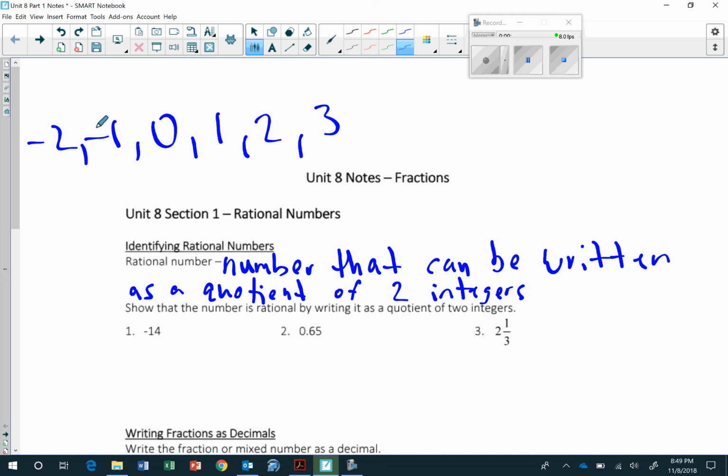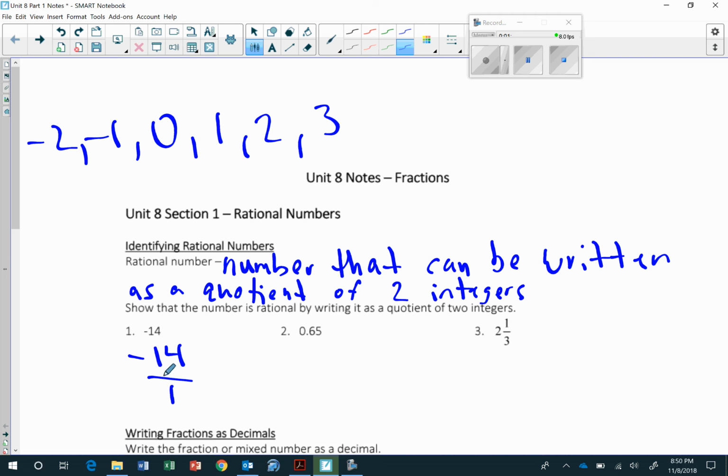So the first thing it says is to show that the number is rational by writing it as a quotient of two integers. A quotient means division, so we're going to write it as a fraction. For number 1, to write that as a quotient of two integers, negative 14, I'm just going to write that negative 14 over 1. To write any integer as a fraction, you can just put it over 1.